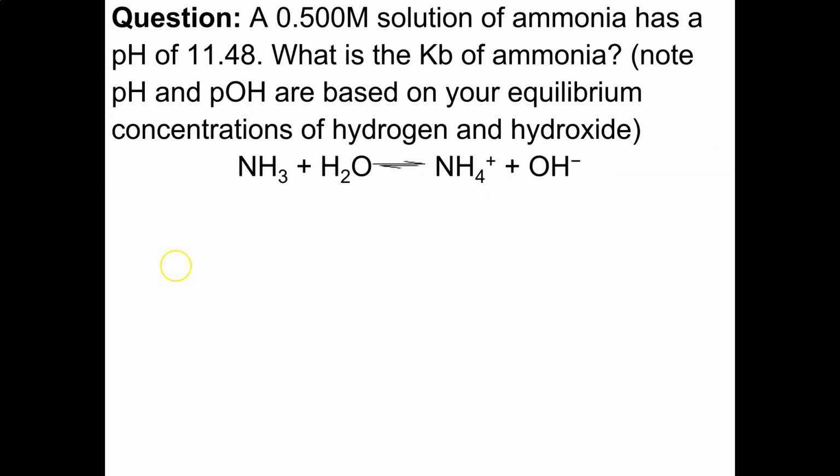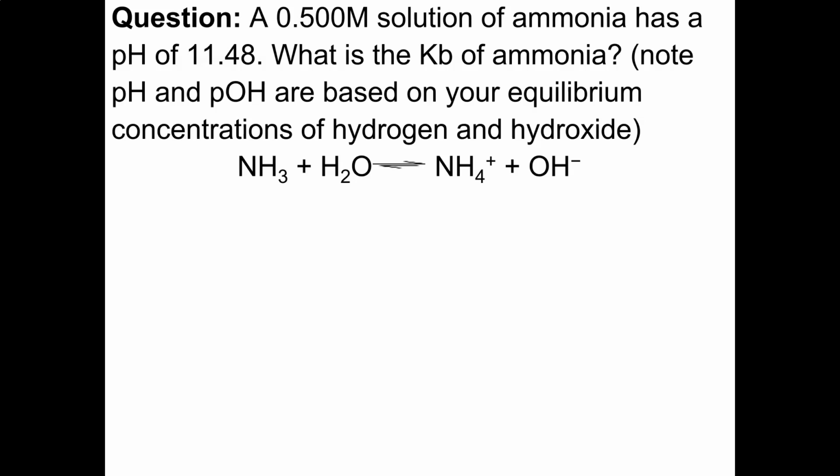All right, a 0.5 molar solution of ammonia has a pH of 11.48. What's the Kb of ammonia? Note pH and pOH are based on the equilibrium concentration of hydrogen and hydroxide. So you have initial ammonia, you have pH, so beautiful, I have equilibrium concentration of both products, and looking for Kb. Oh, I'm good to go.